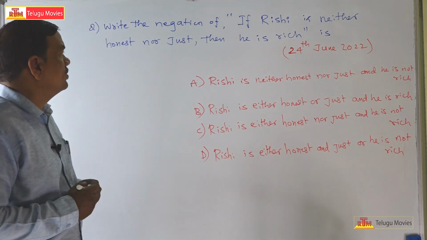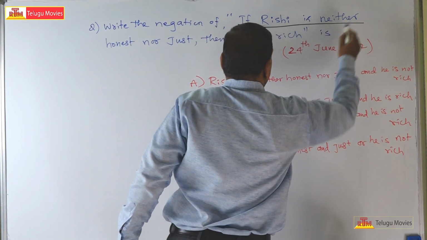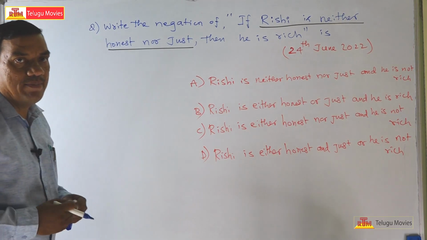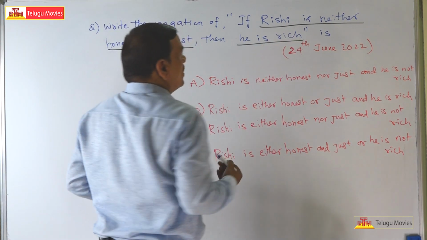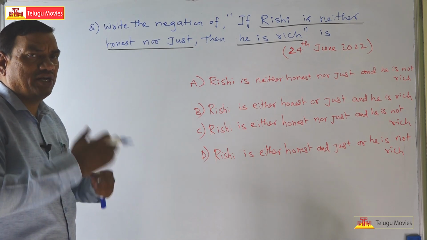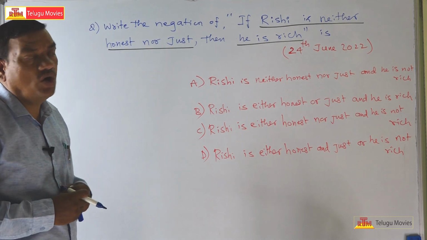So for conditional statements only, we will write the negation. Rishi is neither honest nor just is the hypothesis given, and "he is rich" is the conclusion. For this statement, you have to write the negation. Negation means quite opposite. If he is good, then he is bad. That is a negation.